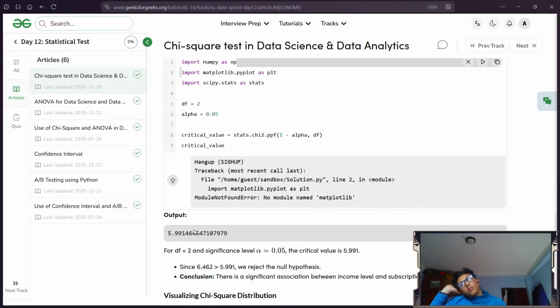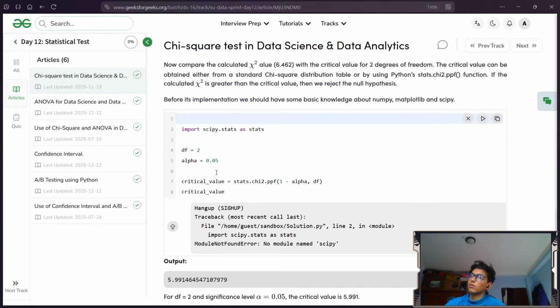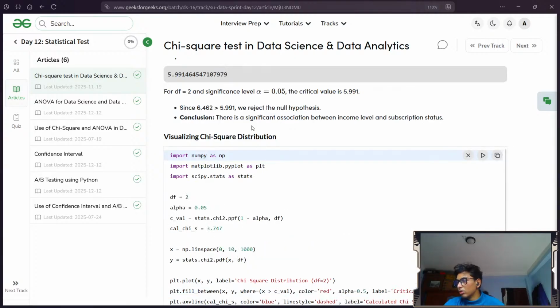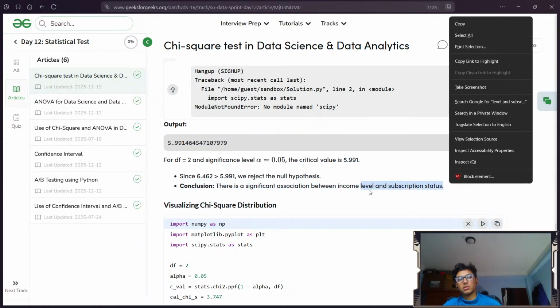It is giving an error for Matplotlib, and as we all know, it will give an error for SciPy as well. There's no point fixing the environment, so no point in doing that. The critical value is 5.99. The calculated value is greater than it at the significance level, so we reject the null hypothesis. There is a significant association between income level and subscription status.